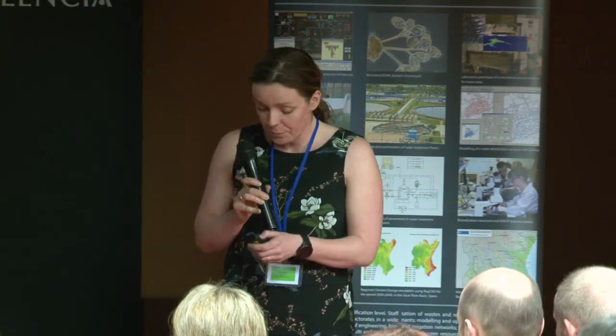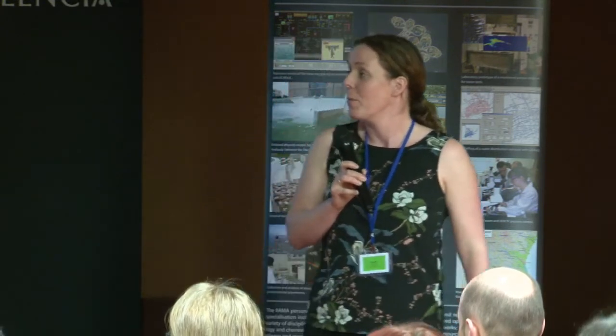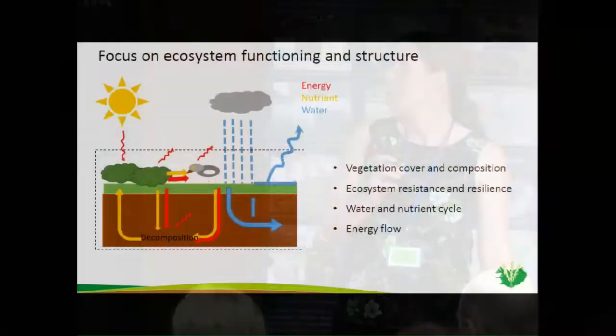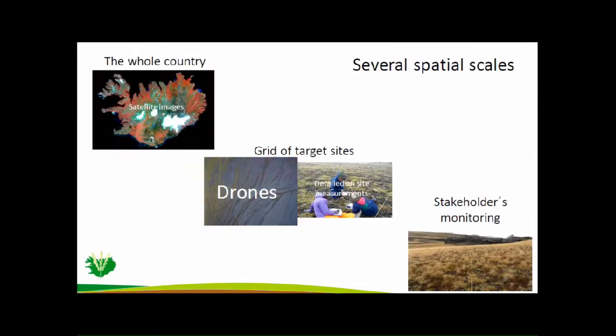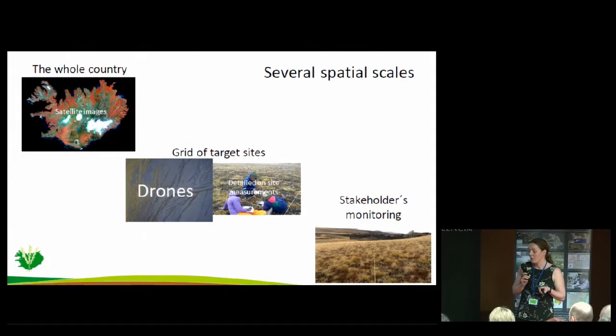And this is a little bit about the monitoring program. We'll focus on ecosystem functioning and structure, vegetation cover and composition, ecosystem resistance and resilience, and nutrient and water cycles and energy flow. And we will do it on several spatial scales. We can't go everywhere, so we will use satellite images to monitor the whole country.